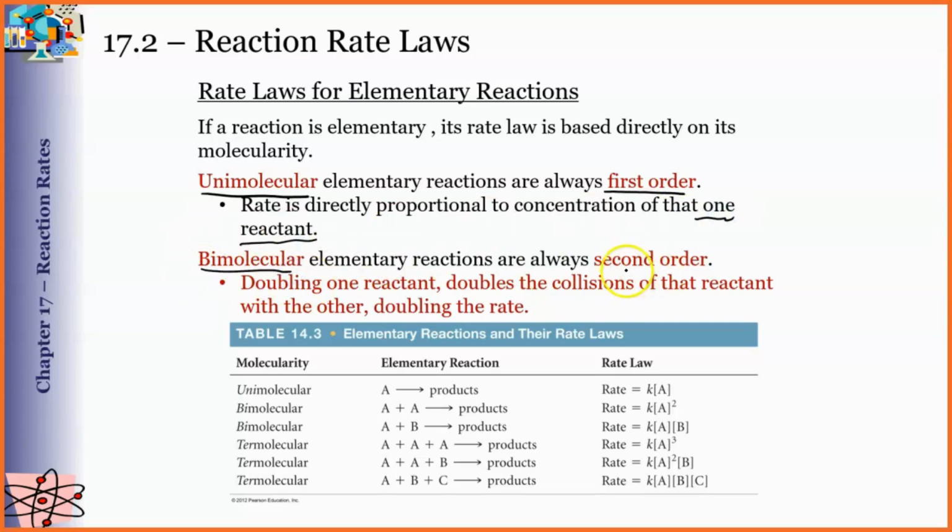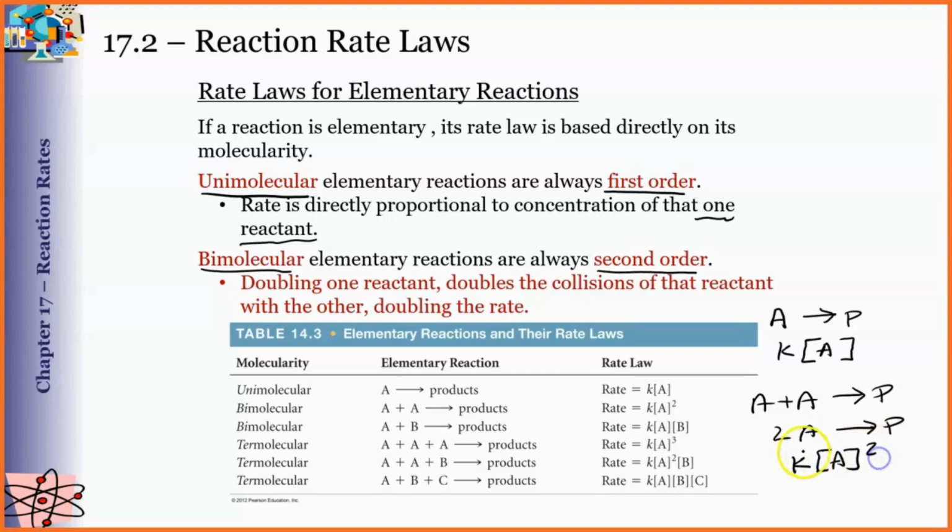Bimolecular elementary reactions are always second order. Doubling one reactant doubles the collisions of that reactant with the other, doubling the rate. You can see some examples of this at the bottom. So if our only reactant was A to our products, then the rate is just going to be k times the concentration of A. If we have two of the exact same reactants reacting, that's really the same as 2A, and so it makes sense that our rate is going to be A squared, similar to how we wrote those equilibrium expressions, taking the coefficient up as an exponent.